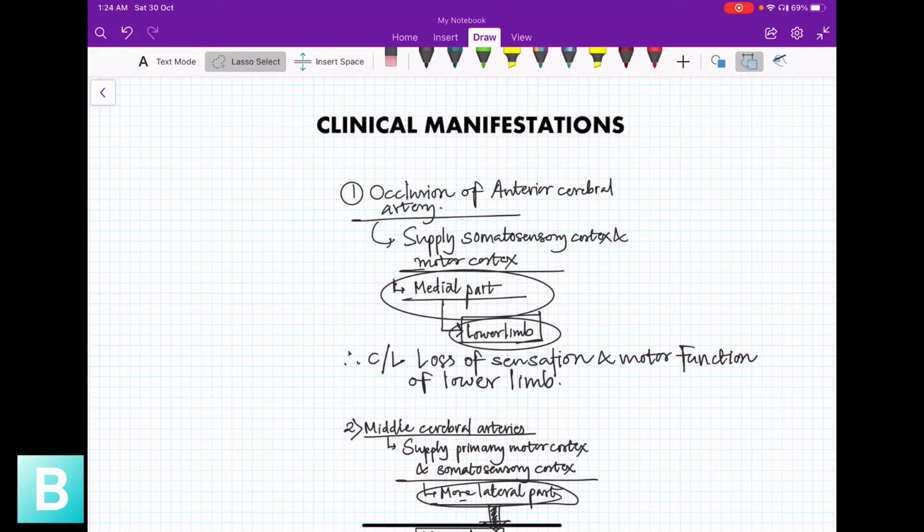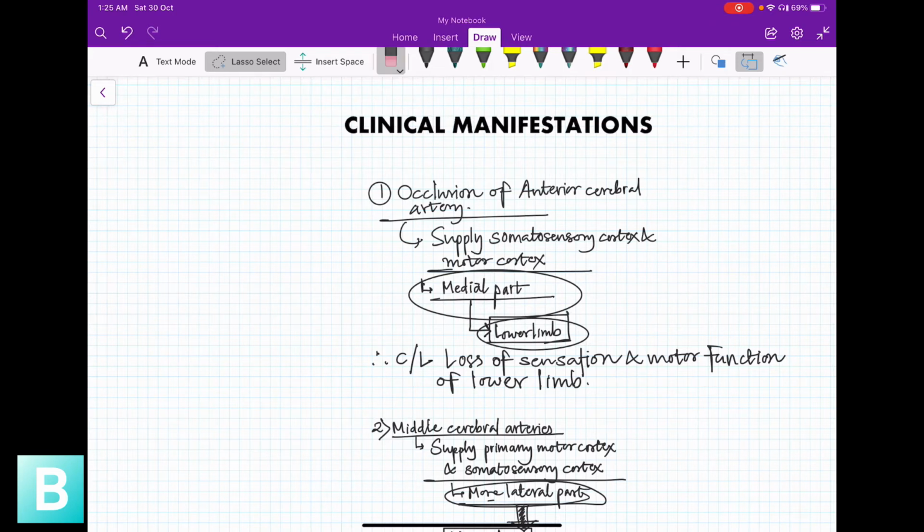As we move further into the topic, we mainly focus on the clinical manifestations. First, we will start with the occlusion of anterior cerebral artery. If there is an occlusion of anterior cerebral artery, it will hamper the supply to the somatosensory cortex and motor cortex, mainly to the medial part. The medial part represents the lower limb. Therefore, the contralateral loss of sensations and motor function of lower limb can be seen in the patients in which there is occlusion of anterior cerebral artery.